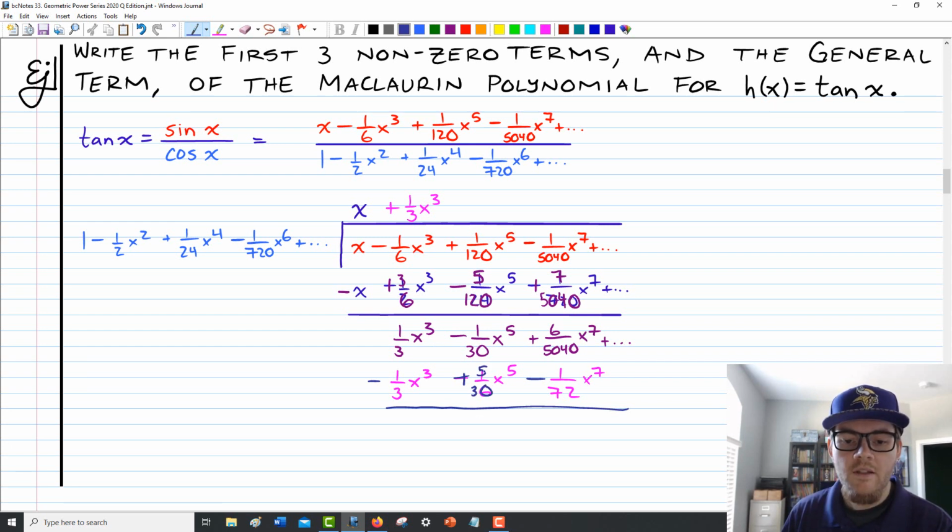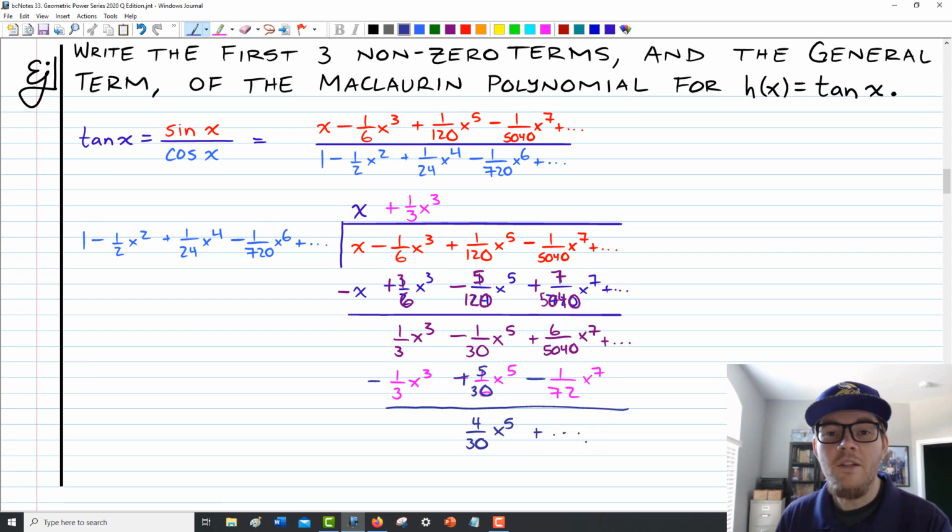That's going to give us positive 4/30. So I'll write that down just for simplicity. And then the next one, I don't really want to do that term, so I'm going to be pretty confident that we're going to be okay. And the reason I say that is that our final step here would be to compute this last one.